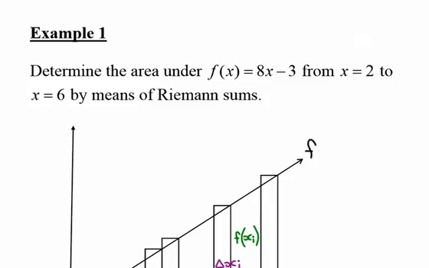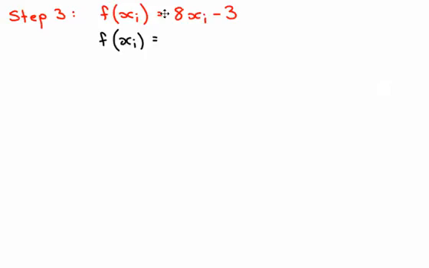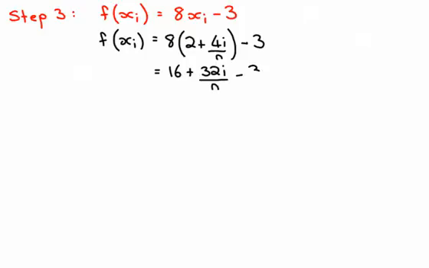So have a look back here. xi is 2 plus 4i over n. So wherever I see that xi, I'm actually going to put 2 plus 4i over n minus 3. Let's simplify that. I've got 16 plus 8 times 4 is 32. So I've got 32i over n minus 3, which gives me 13 plus 32i over n.